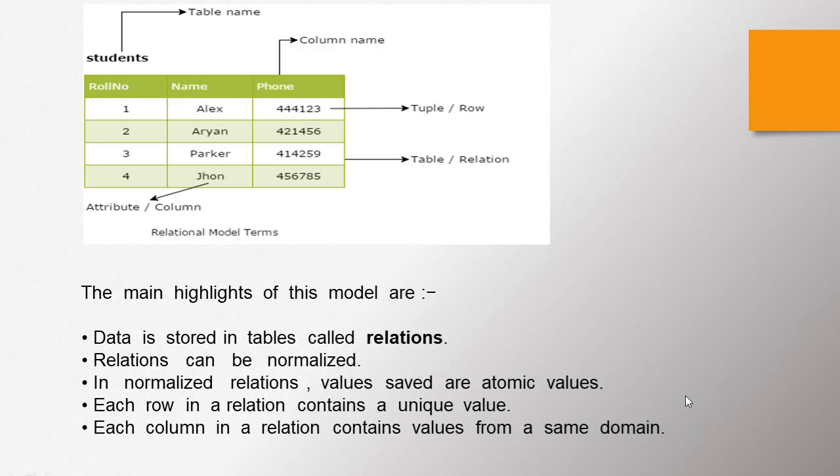Each row in a relation contains a unique value, and each column in a relation contains values from the same domain only. This is the best example for the relational model. It is totally a record based model. Everything is stored in a table. That is the relational model. So in the ER model, we store everything in a diagrammatic representation, whereas in the relational model, we store everything in tables.